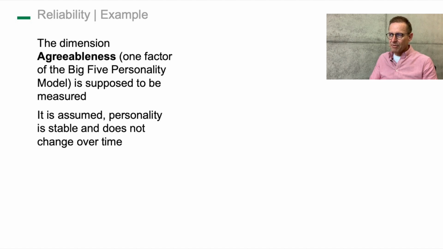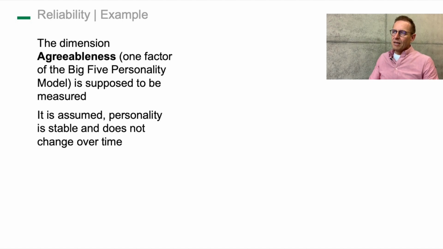And we assume that personality is something stable over time. That's the idea. Now, let's assume we have a test that measures agreeableness. And this is something that every elaborated, successful, sophisticated personality test actually does. It always includes this factor about agreeableness.